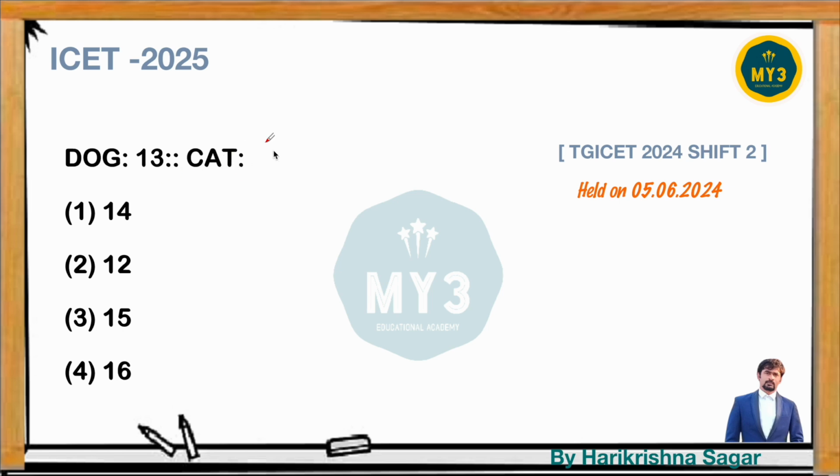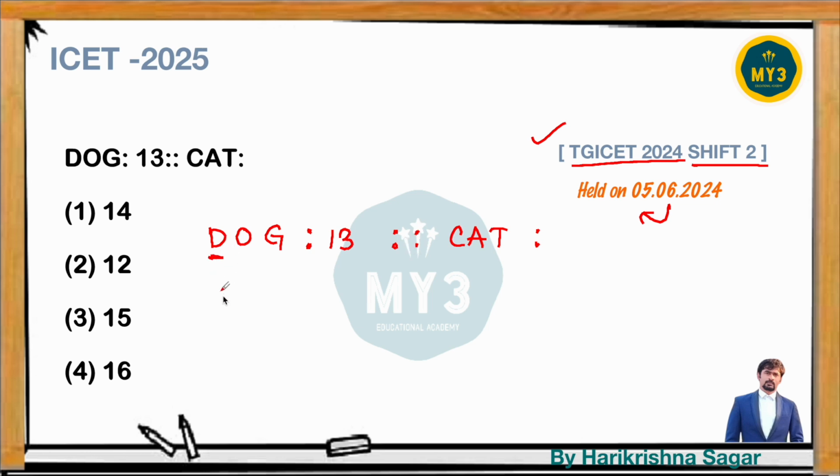Dog is 13, cat is what? Last question. This question is given in TS ICET 2024 Shift 2. It was held on June 5th. So dog is 13. What is the logic for dog is 13? We'll try to observe, and once you understand the logic, apply the same logic to find out cat. First, look at this word, dog. D is the 4th alphabet. O is the 15th alphabet. And G is the 7th alphabet.